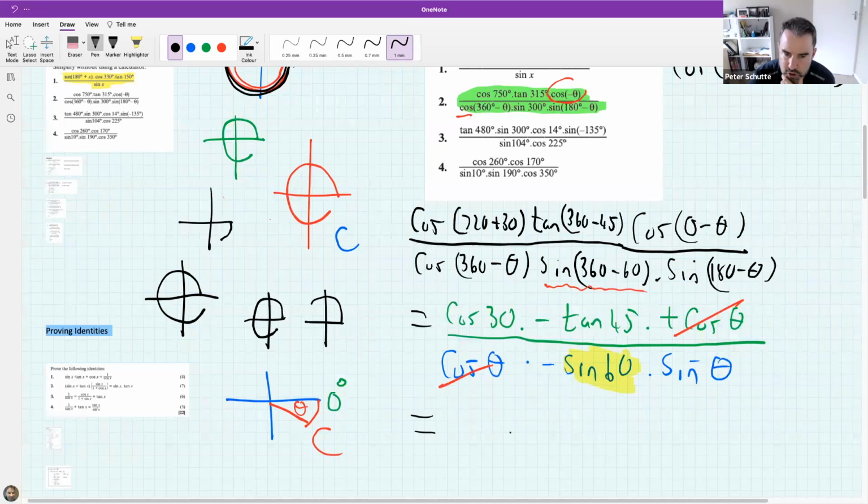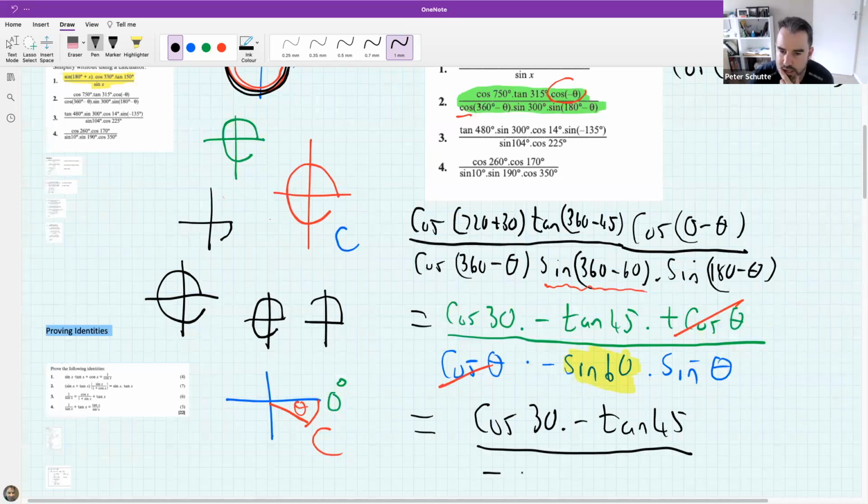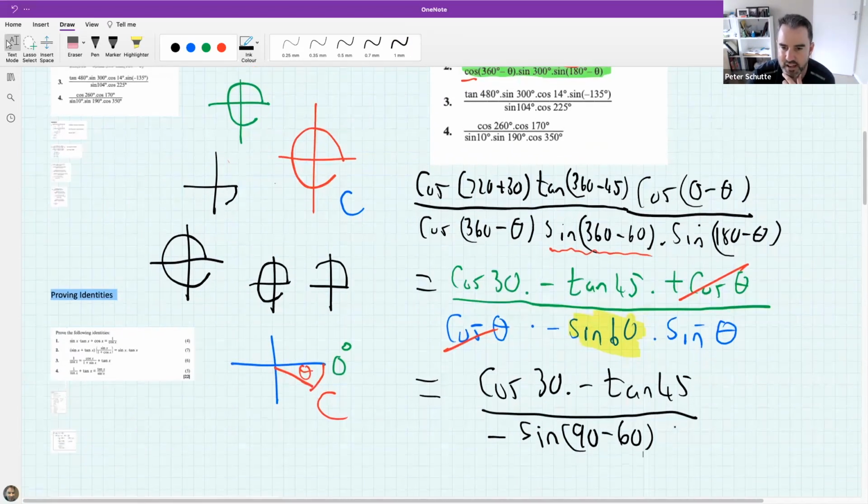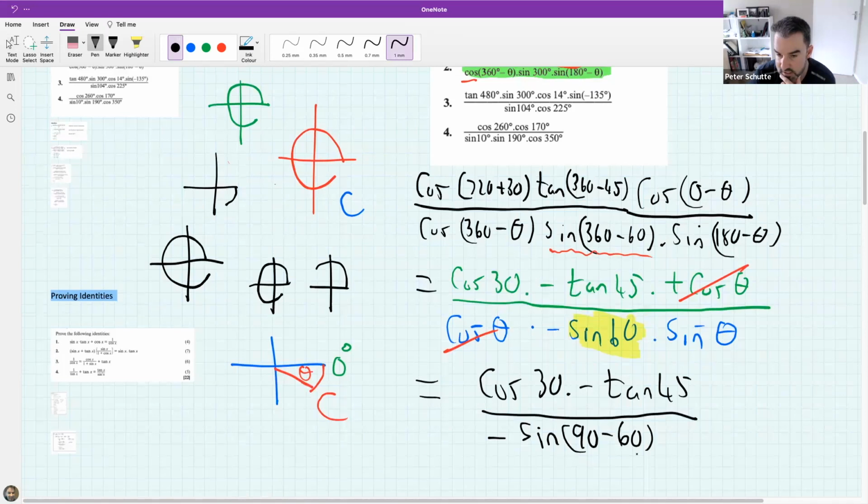So on the top, I've got the cos of 30 times minus tan 45. I was thinking I can rewrite that as the sine of 90 minus 60. Now, what does that allow me to do to that sine of 90 minus 30? Sorry, that was me making a boo-boo there. What does it allow me to reduce here?